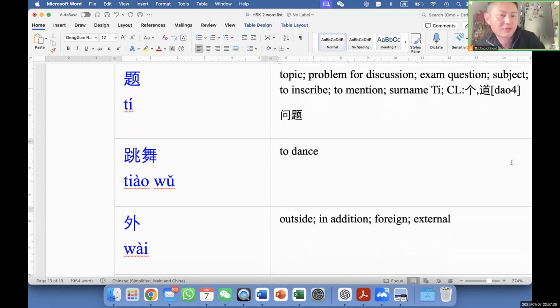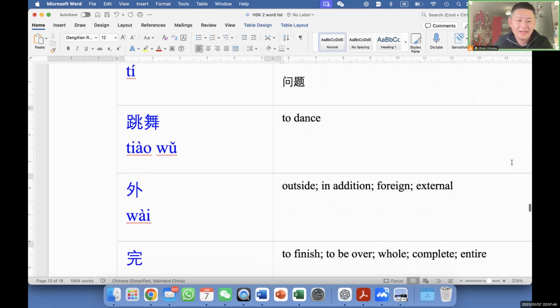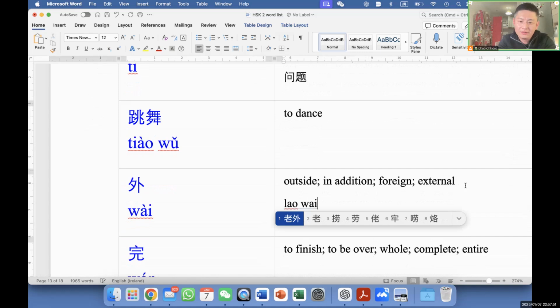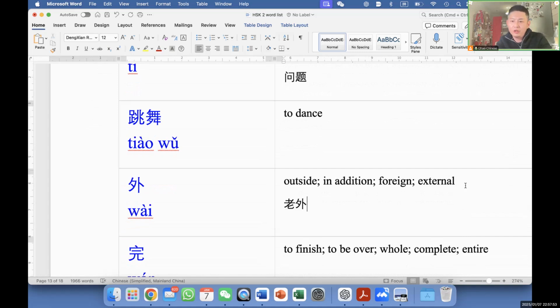And 跳舞 is to dance. 跳 is to jump. 舞 is dance. Jump the dance. Fair enough, yeah? 唱歌, sing the song. 跳舞, jump the dance. You can put them together. Means somebody is celebrating by dancing and singing. 哦,他们唱歌跳舞很高兴.